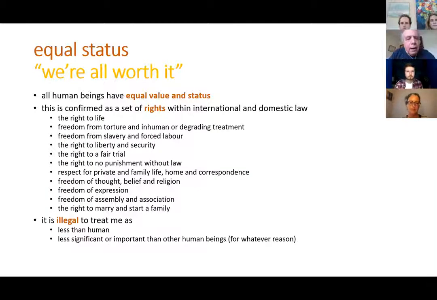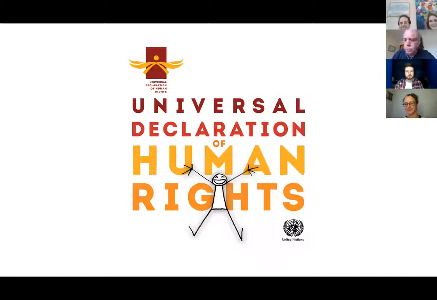A third underpinning value is that we're all equal, we're all worth it. We have equal value and status. There's an international set of rights associated with that, whether that's in our own domestic law or international law. It's illegal to treat me as less than human, or as less significant or important than other human beings for whatever reason. And obviously, those things are anchored in the Universal Declaration of Human Rights.